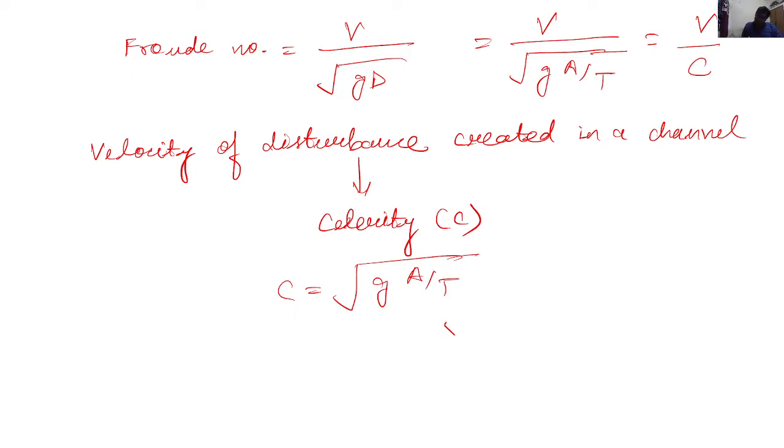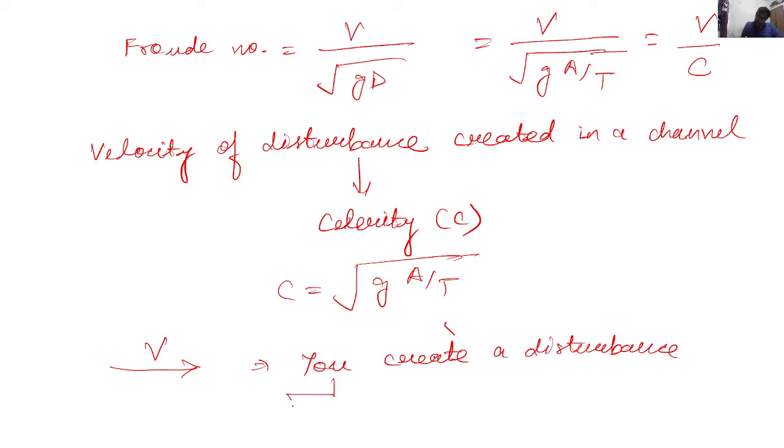So now let us suppose there is a flow velocity V, and you create a disturbance to it. How? You may actually throw a stone into that water body. You create a disturbance to it. So we will get two cases. Case 1 will be that V is greater than C, that is the velocity of the flow is greater than the velocity of the disturbance, or the velocity of the flow is less than the velocity of the disturbance, or the celerity. So there may be two cases. Let me take it to the next slide.